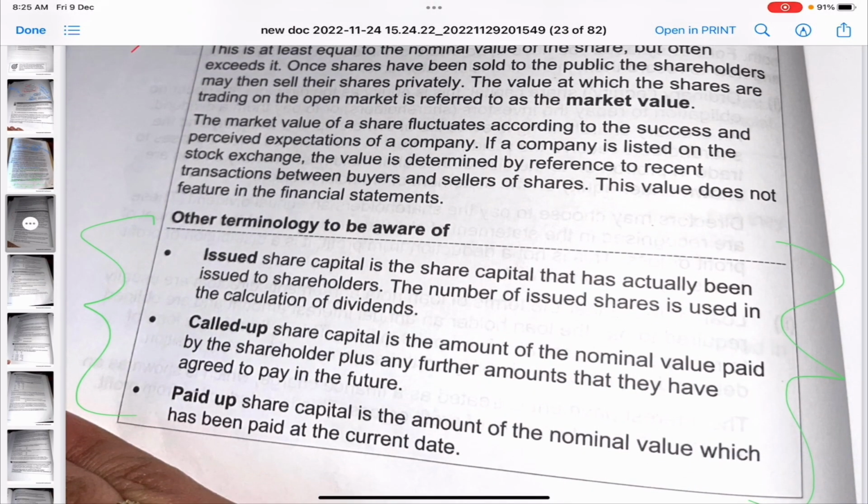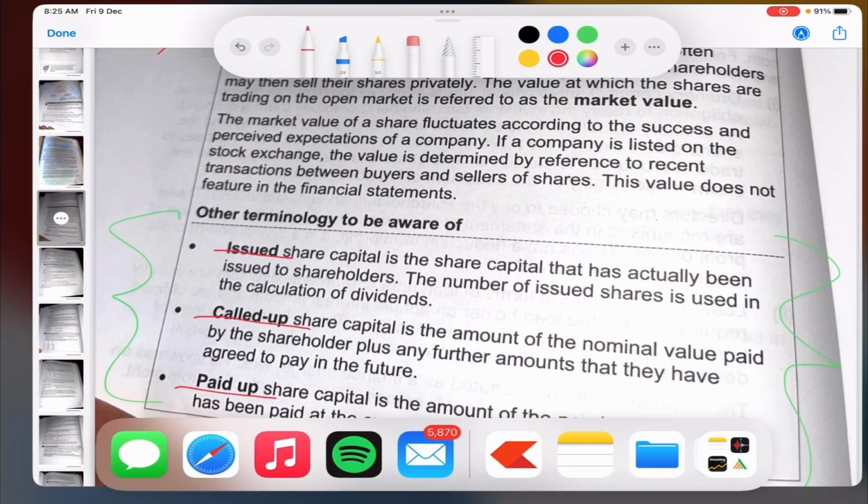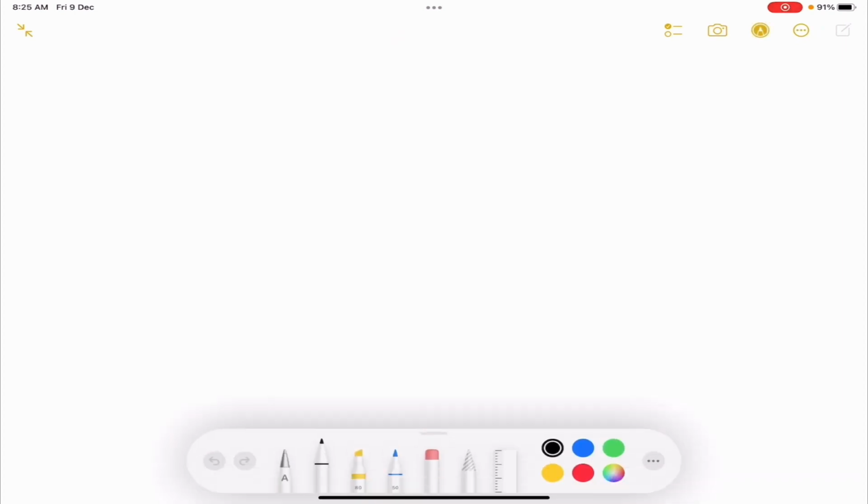Now we know what share capital really means. Let's talk about what issued share capital is, called up share capital is, and paid up share capital is. First think about it logically. When a company raises money using share capital, what will the journal entry be? If I'm a company raising money, then money will come into my business. So it is going to be debit cash anyway, because cash is increasing in my business, right?